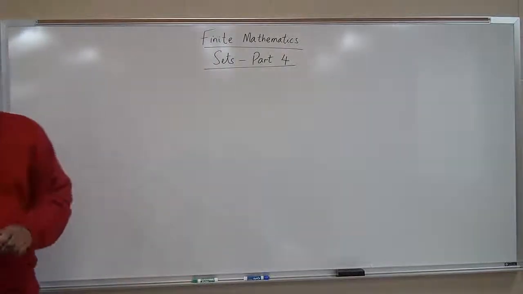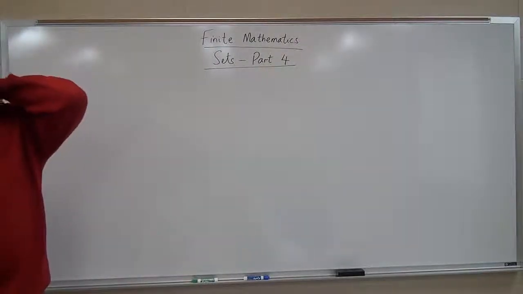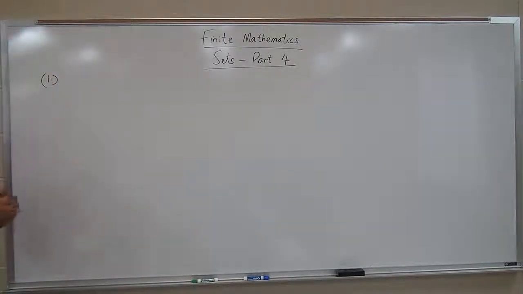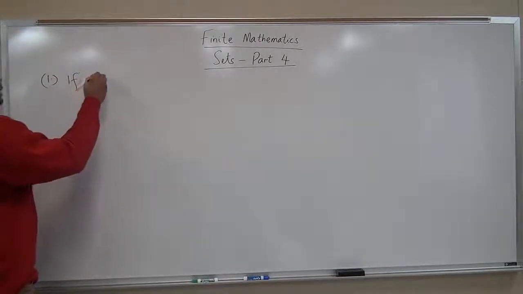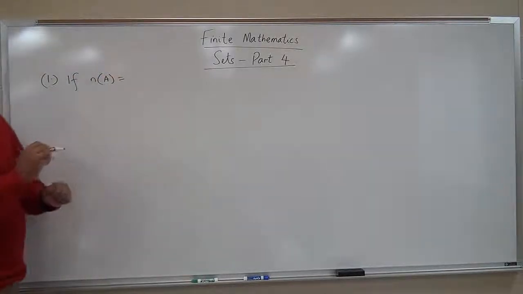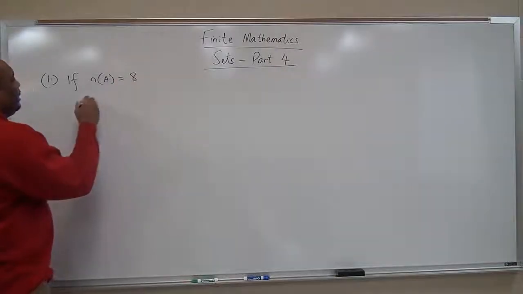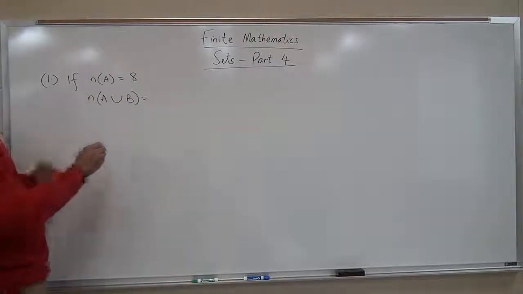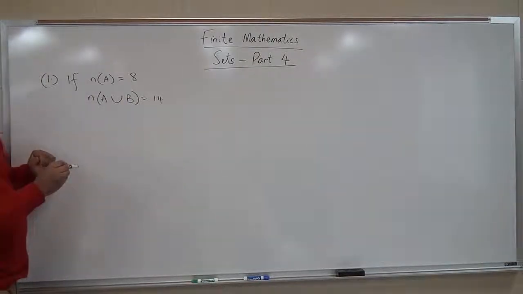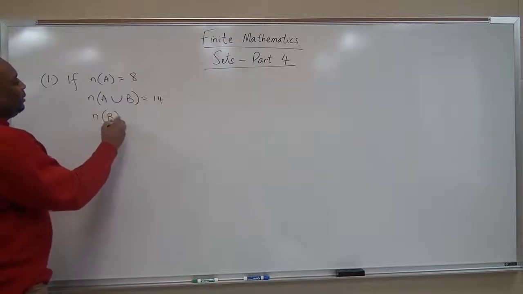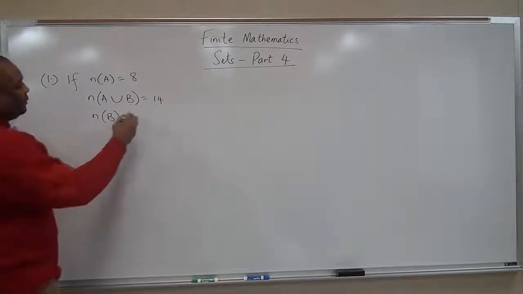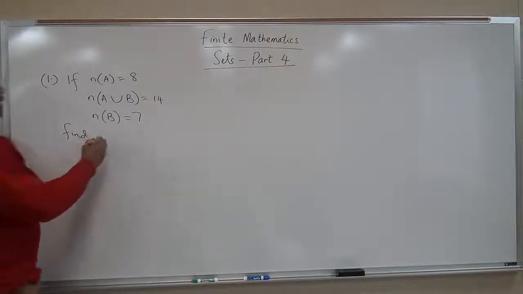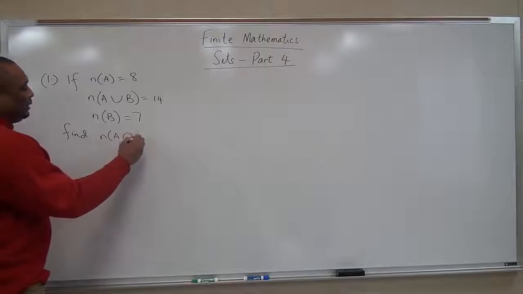I have these problems here on this paper, and we will do them one at a time. The first one: if cardinality of A is 8, cardinality of A union B is 14, cardinality of B is 7, find cardinality of A intersect B.